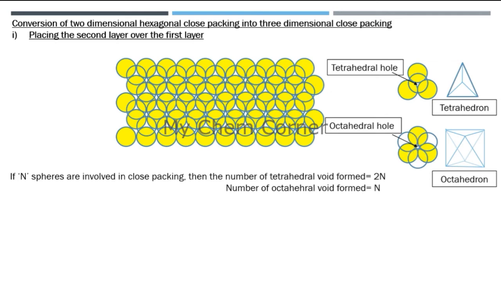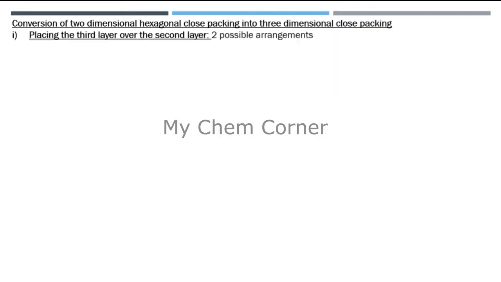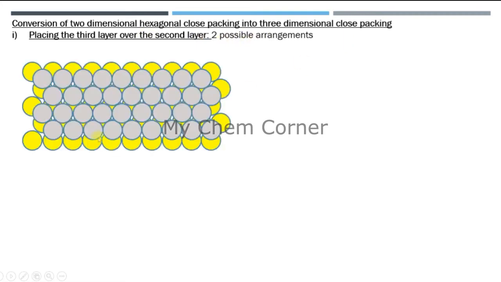Now in the second type of arrangement, what we are going to do here is place a third layer. The problem is in the third layer. Are we going to place the third layer exactly in the type where the first layer is arranged, or can we have a totally new arrangement? So let's see that. Here when I place the third layer over the second layer, there are two possible arrangements. This is the same arrangement we just saw in the previous slide, where some of the octahedral voids are visible, and the tetrahedral void here is covered.